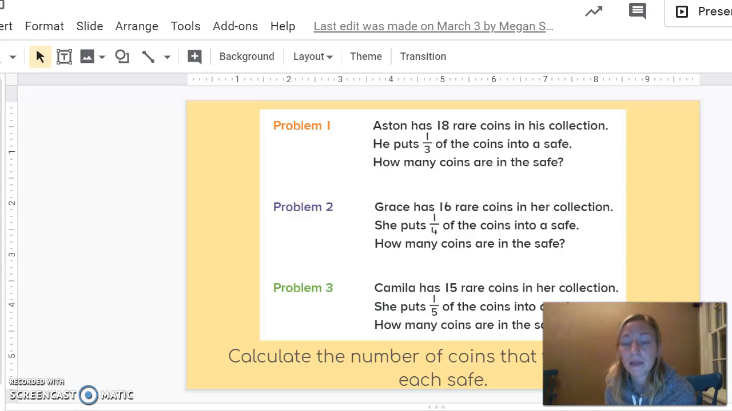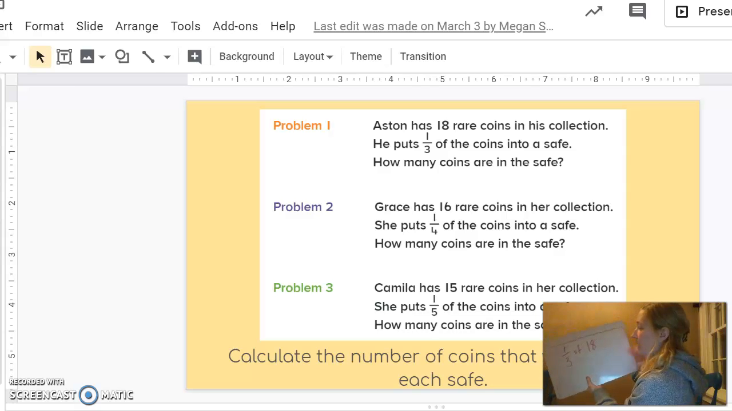So problem 1. Aston has 18 rare coins in his collection. He puts 1/3 of the coins into a safe. How many coins are in the safe? So I know Aston has a total of 18 coins, and I need to figure out how many is 1/3 of those coins. So I need to figure out what 1/3 of 18 is. That will tell me how many coins are in the safe.